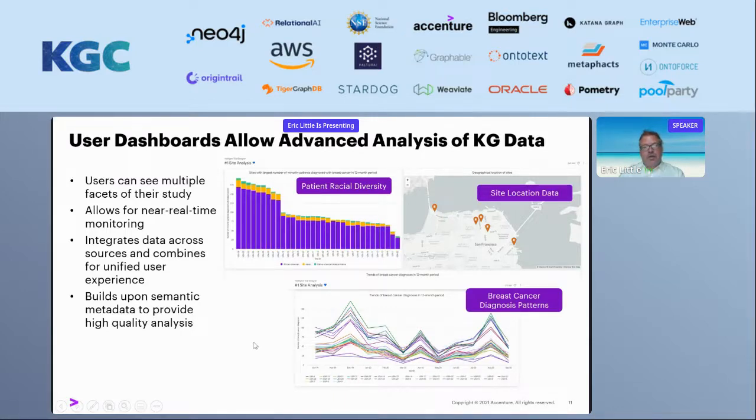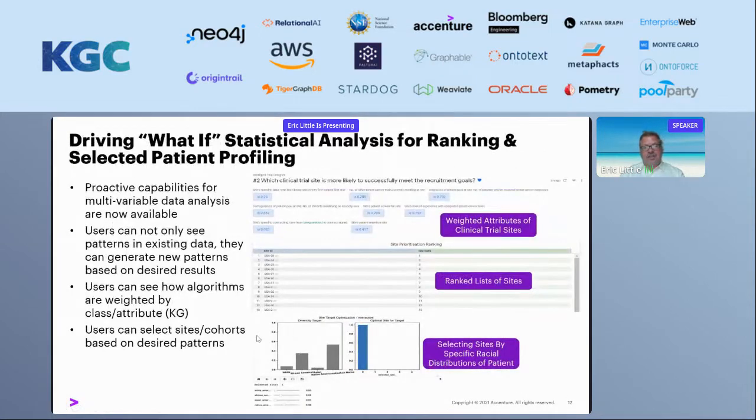So this is one example of using the knowledge graph to organize this data around these kinds of diagnoses codes, around geolocations, around race and other attributes, but then drive them to this type of statistical analysis. And if we take it further, what we see is that if we really drive this what-if analysis, we can start to bring in areas like which clinical trial is more likely to successfully meet my recruitment goals.